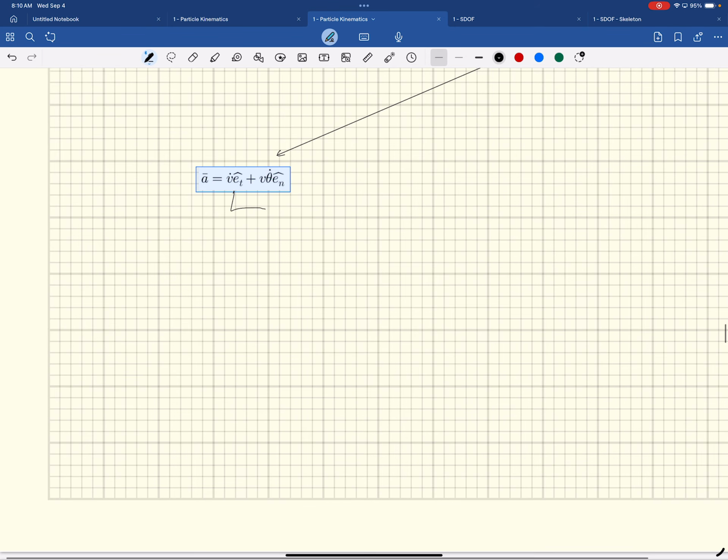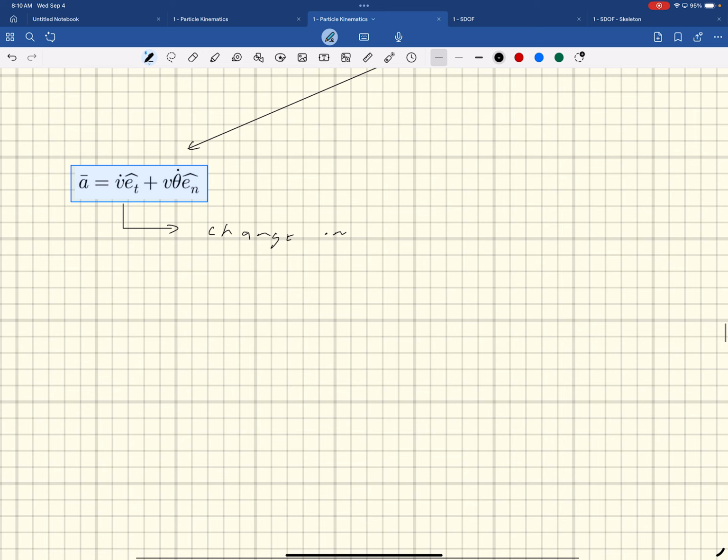this is change in speed. It's acceleration associated with change in speed. And this term is a change in direction. So we separated it out into two different components. We have an acceleration associated with changing in speed.